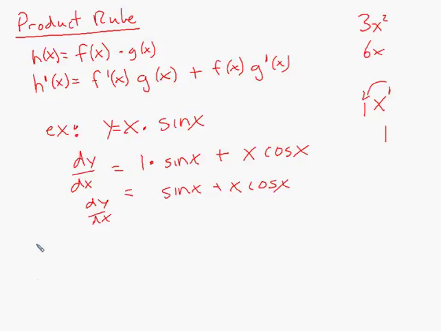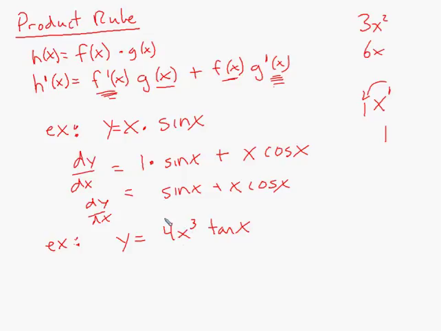Let's try one more. Let's say my problem is y equals 4x to the third times tangent x. No u or anything, because this is not inside of the tangent. So it's not something I would use the chain rule for. So I'm going to use the product rule, which means, look at the product rule. I take the derivative of the first thing times the second thing. Then I take the first thing times the derivative of the second thing.